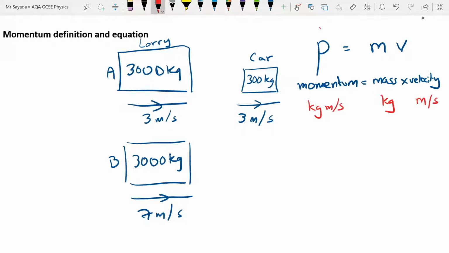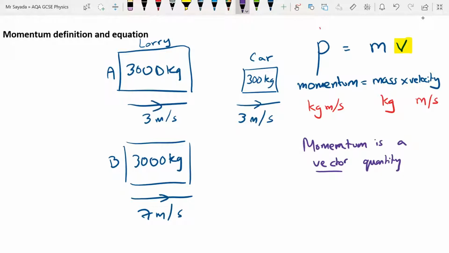Notice that part of the equation here is velocity. Momentum depends on velocity. So what type of quantity do you think momentum is? Say your answer to the video now. Momentum is a vector quantity. And that's because it depends on velocity. So velocity is a vector quantity, therefore momentum is as well. So that means direction matters.